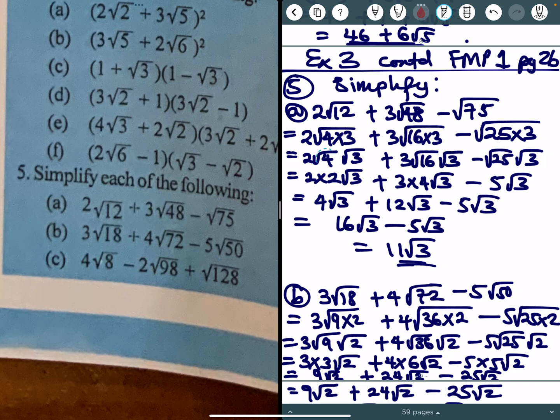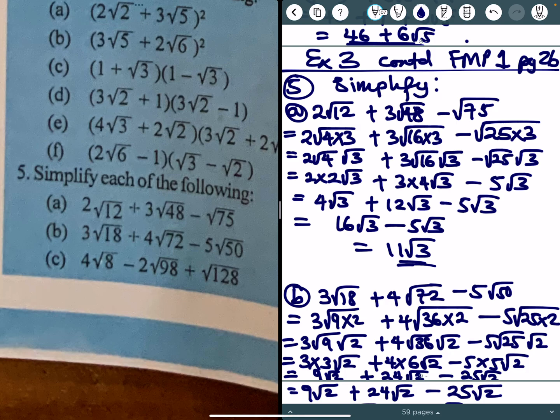So the square root of 4 is 2. This gives me 2 times 2, 4 root 3. Also here, the square root of 16 is also what? 4. So this will give me 3 times 4, 12 root 3. Minus root 25 is 5, so minus 5 root 3. I'll now add similar sorts. This is like 4x plus 12x minus 5x. If I put them together, 4 root 3 plus 12 root 3 will give me 16 root 3. Minus 5 root 3 gives me 11 root 3. So take note of that kind of question.